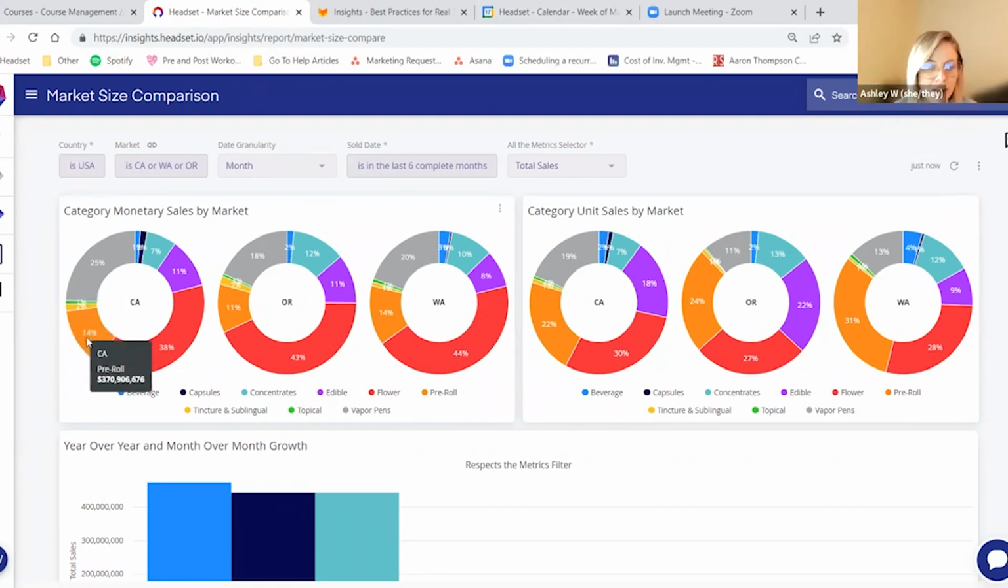Pre-rolls do represent a slightly larger share of California's market than we see in others. I think this is due to some of the heavy increases in infused pre-rolls. Again, not a data analyst, but that's what I spend most of my time looking at with people in California, is those infused pre-rolls. And we can also see that vapor pens are a larger portion of their market than Oregon and Washington as well. So 25% versus 18 and 20 respectively.